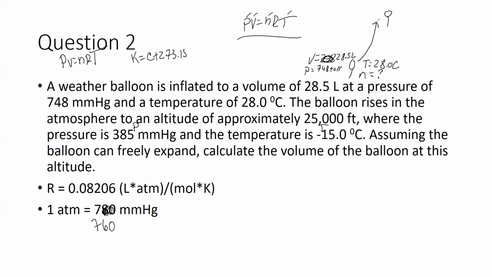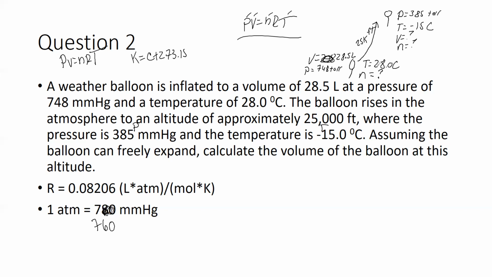Let's look at my second conditions. I'm now 25,000 feet in the air, and under these conditions my pressure is now 385 torr. My temperature is minus 15 C. Assuming it can expand freely, calculate the volume. So it's telling me to calculate the volume, so I don't know it. And I was never given how many moles of gas are in this balloon. Those are the 2 different conditions, and these are my ideal gas law variables.